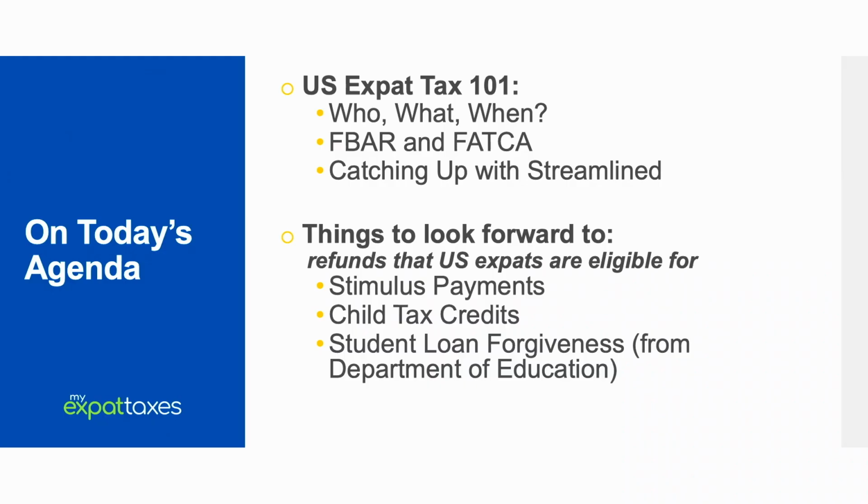So besides those honestly more boring bits, I'll also talk about things you can look forward to once you're done getting compliant, which is money, right? It all comes down to money. Once you get caught up with the Streamlined Filing Compliance Procedure, you'll probably get lots of refunds from stimulus payments and child tax credits. Maybe you'll even have student loan forgiveness from filing your taxes. So we'll dive into those topics at the end, but I do have to bore you a little bit first with the details about what US expat taxes are in the beginning.